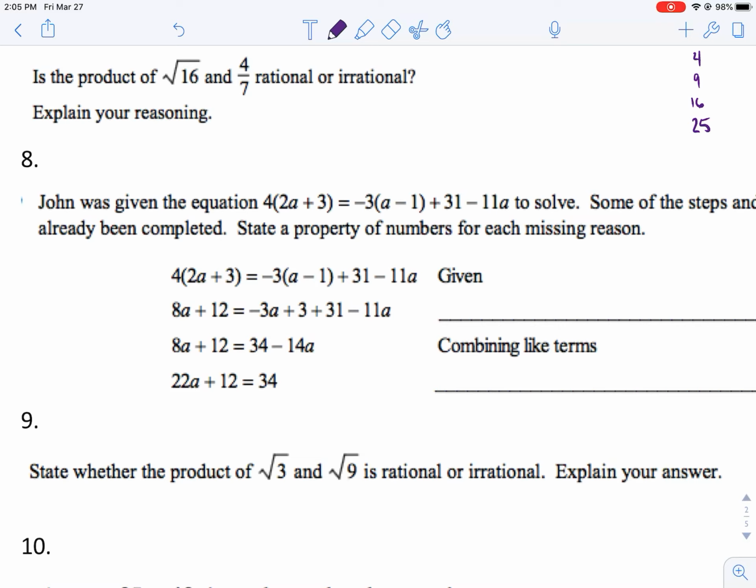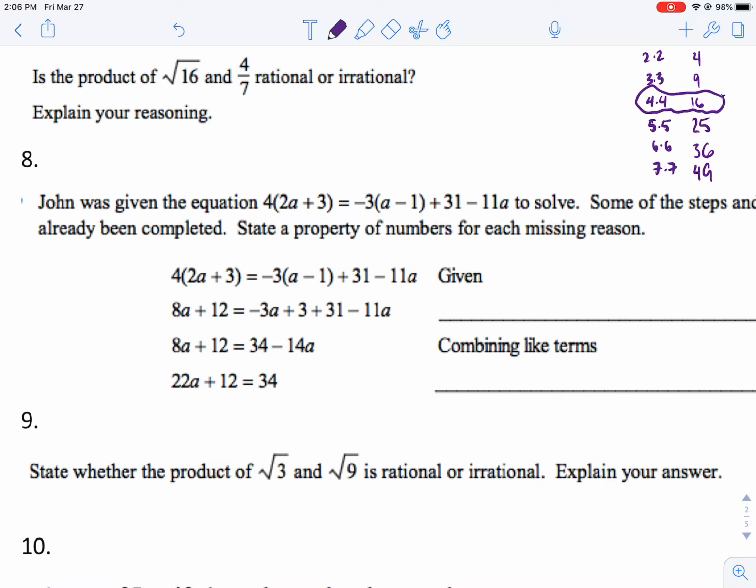And if you're wondering why I'm writing these numbers off to the side, it's because these are our perfect squares, okay? 2 times 2, 3 times 3, 4 times 4, 5 times 5, 6 times 6, 7 times 7. Those are our perfect squares. All right, so as you can see, 16 falls in one of those perfect squares.